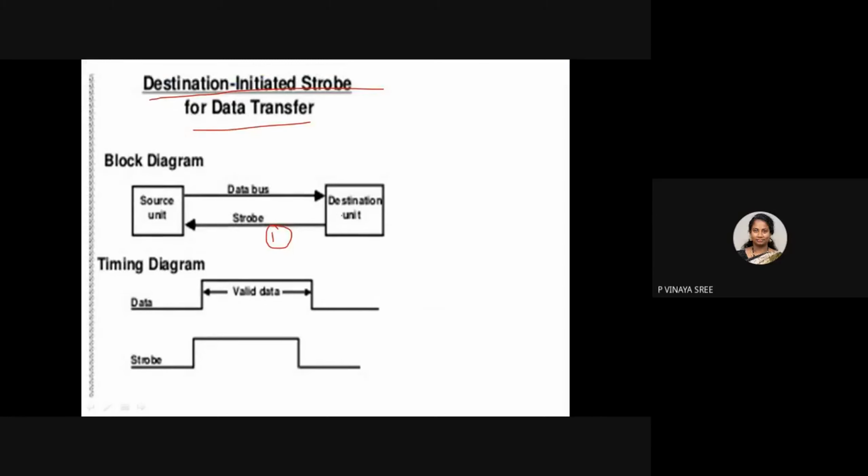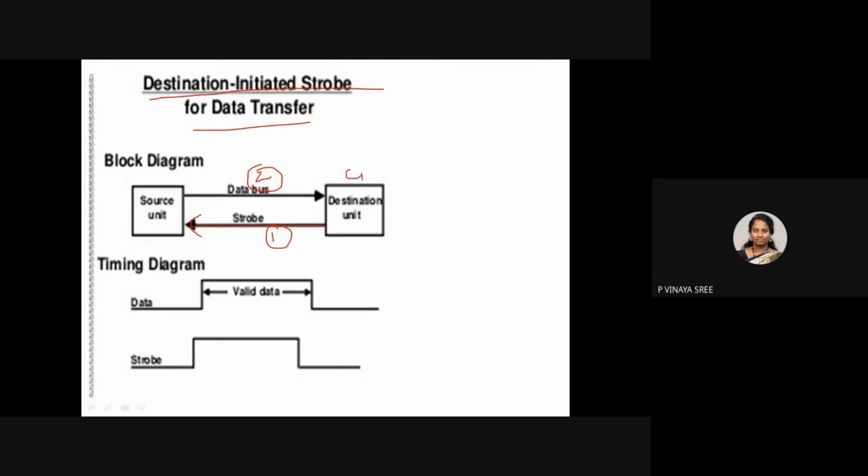First, the destination gives a strobe signal saying that I am ready now, I want to accept the data. Once it gives a strobe signal to the source unit, upon receiving it, the source unit will place the data in the data bus. That's why the name itself says destination initiated strobe for data transfer. It first generates a control signal saying I'm ready to accept the data, please place the data on the data bus. Upon receiving it, the source unit will place the data on the data bus.